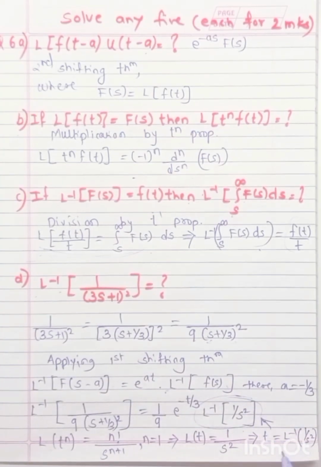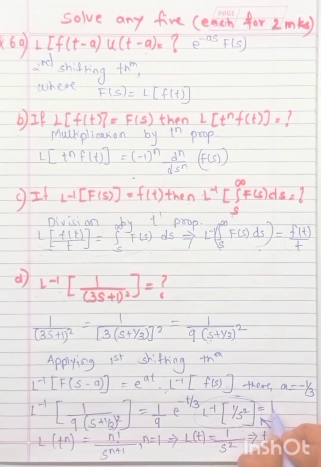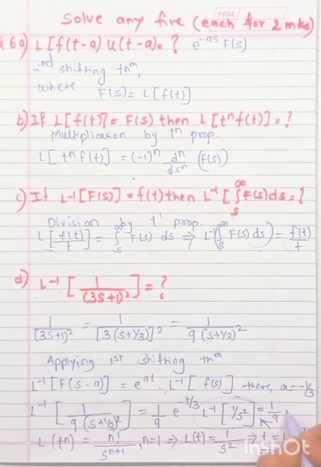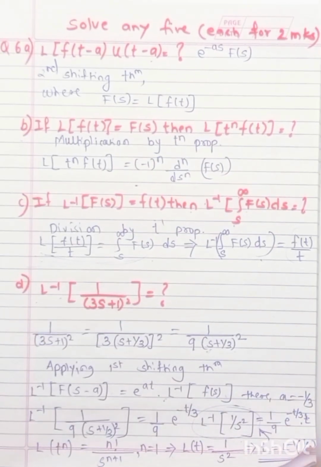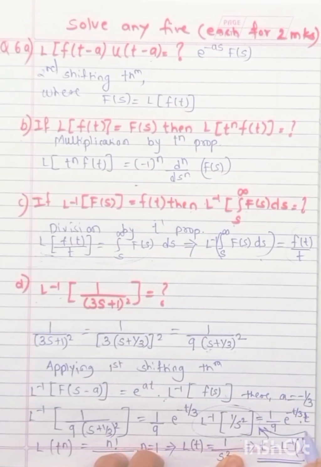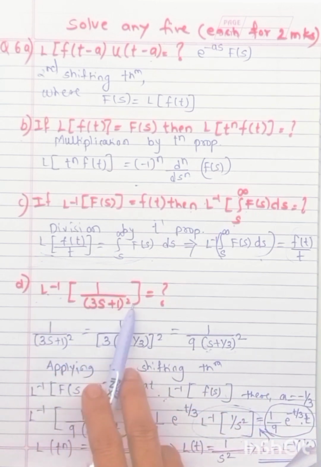So it means t is L inverse of 1 upon s square. So if I put that value here, we get 1 upon 9 e raised to minus t by 3 into 3 is the final value. This is the final value of the expression L inverse of 1 upon 3s plus 1 square.